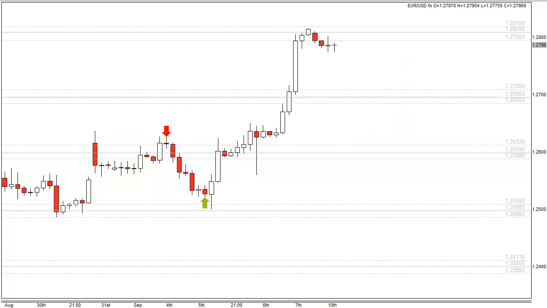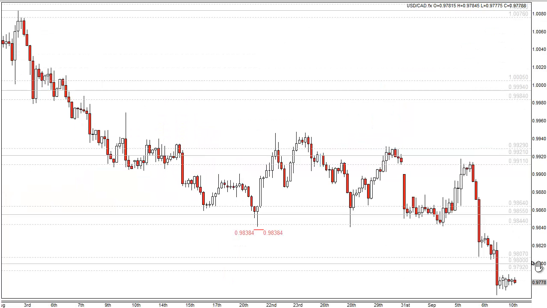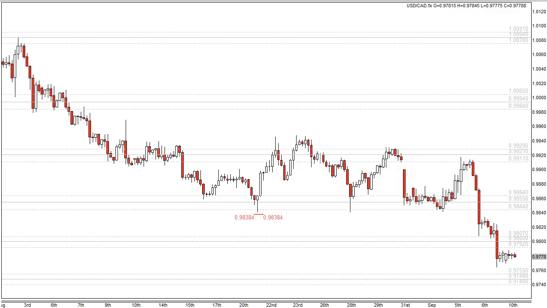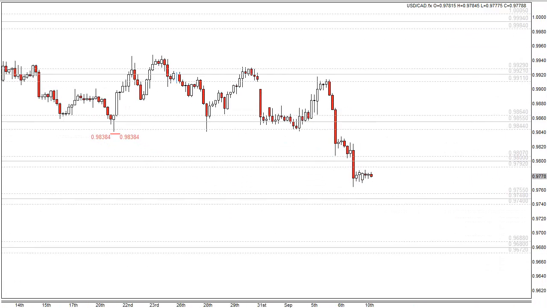Let's head over to USD-CAD and take a quick look. Okay, so USD-CAD, this is a USD-CAD 4-hour chart.